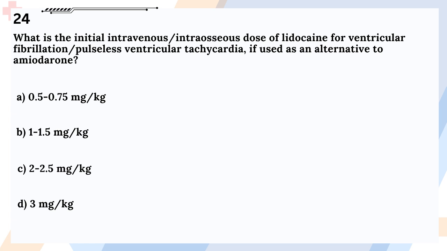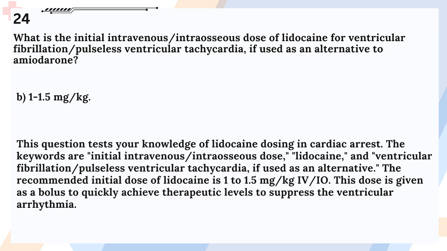setting. Question 24. What is the initial intravenous/intraosseous dose of lidocaine for ventricular fibrillation/pulseless ventricular tachycardia, if used as an alternative to amiodarone? A. 0.5 to 0.75 mg/kg. B. 1 to 1.5 mg/kg. C. 2 to 2.5 mg/kg. D. 3 mg per kilogram. Answer: B. 1 to 1.5 mg/kg.